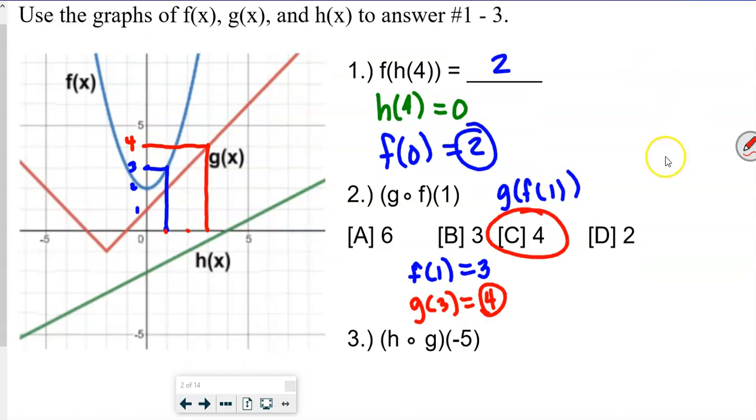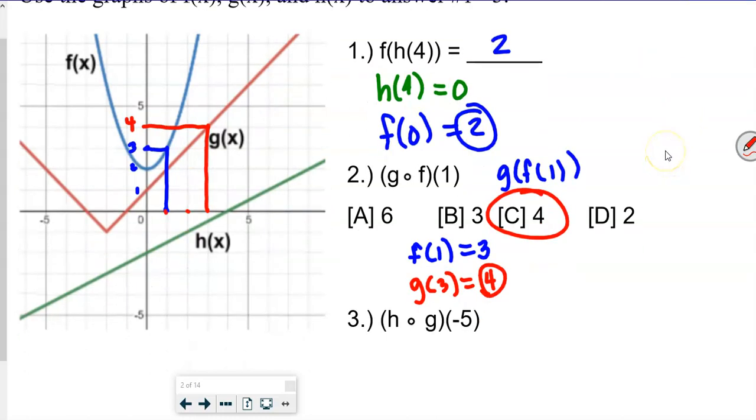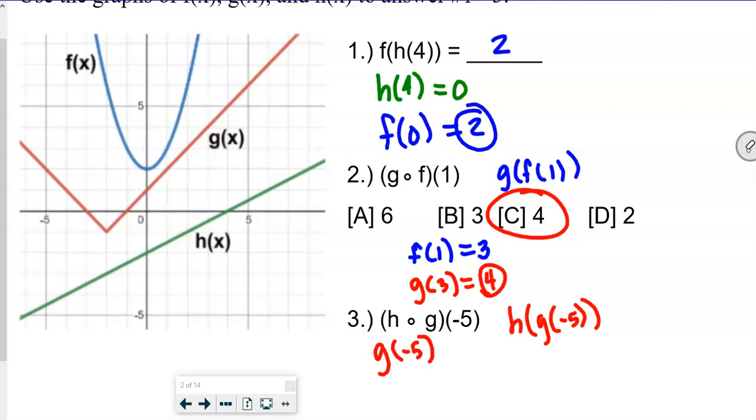Okay, so the next one is h of g of negative 5. So again, I'm going to rewrite this, h of g of negative 5. So our g graph, we're going to go g of negative 5, right? So once again, I'm going to erase what I had up here so there's no confusion. So we're going to go over here to negative 5 now. 1, 2, 3, 4, 5. There's negative 5. We're going to go up to our g graph, which is our red graph, right there where we intersect it. Then we're going over to our output, which is our y value, right? So that's 1, 2 right there. So when we do g of negative 5, that's 2.